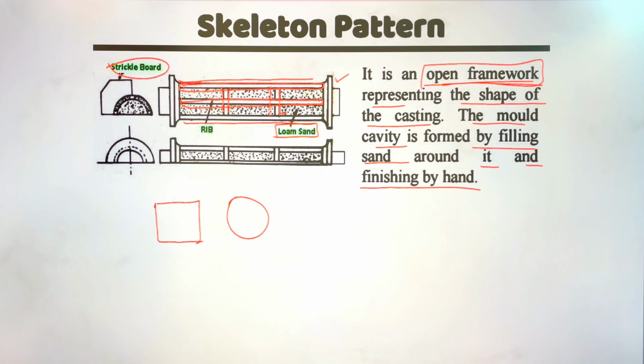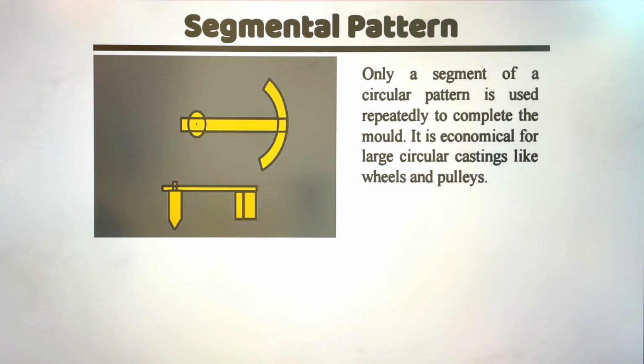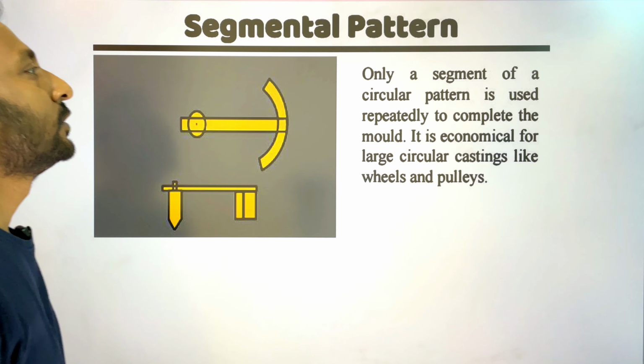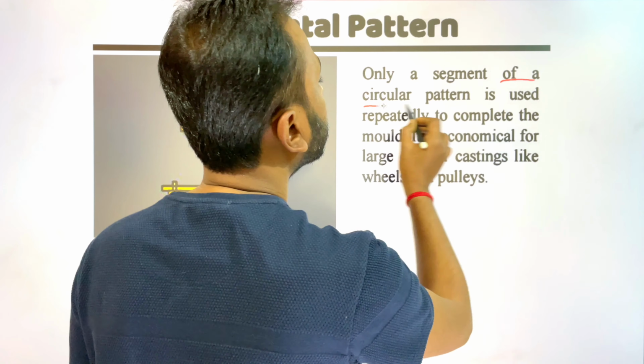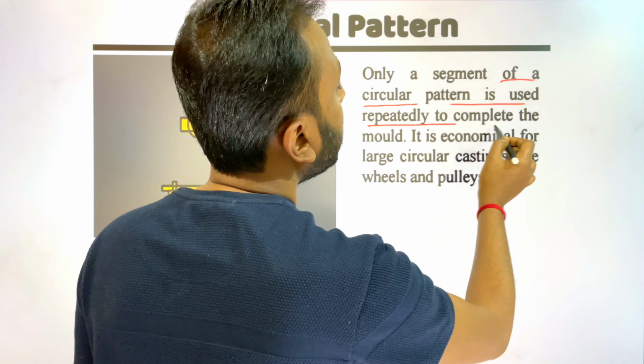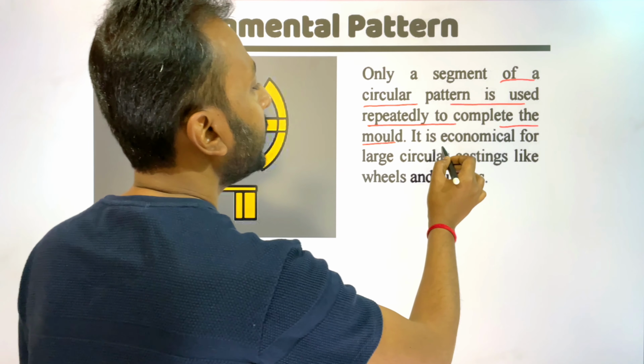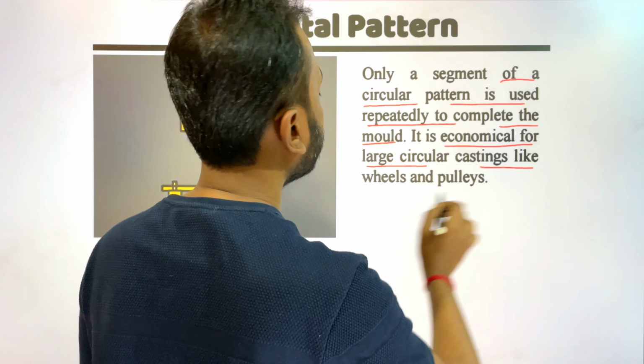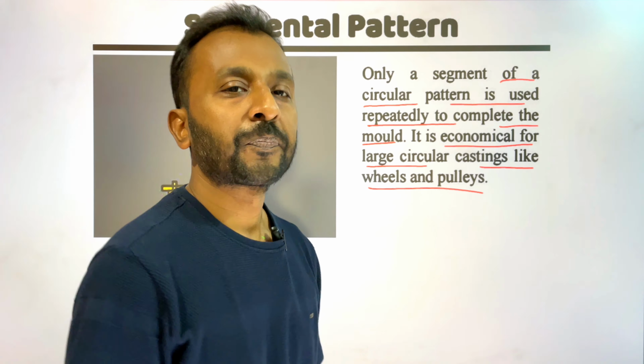So this is the skeleton pattern. It is like a skeleton, so that's why it is called skeleton pattern. The next is the segmental pattern. Only a segment of a circular pattern is used repeatedly to complete the mold. It is economical for large circular castings like wheels and pulleys.